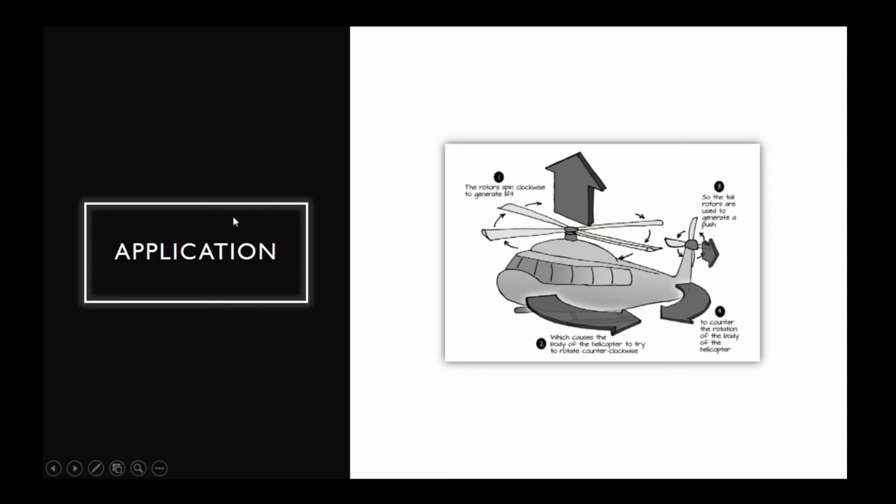Now, let's go ahead and have an application. Our example is this helicopter. By using a tail rotor here, helicopters are able to prevent their bodies from spinning out of control.